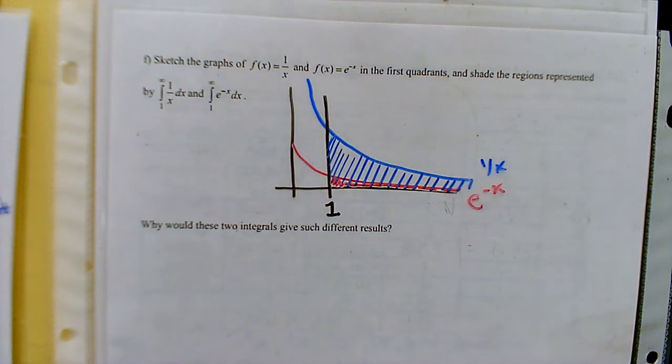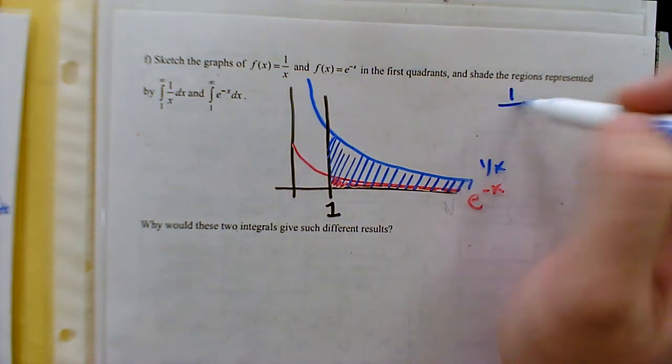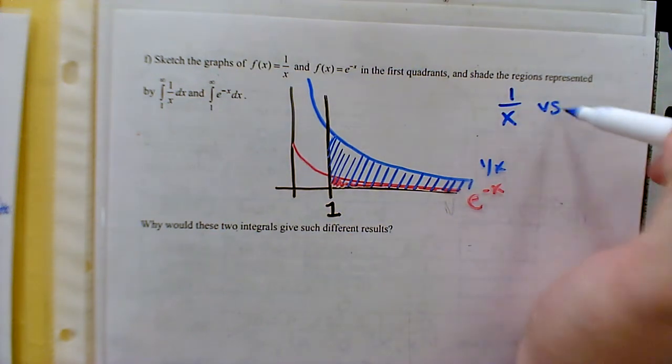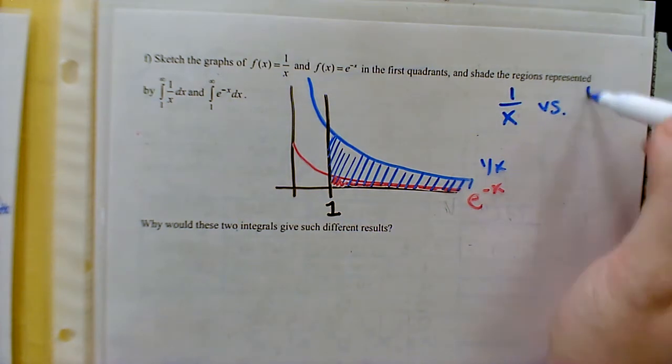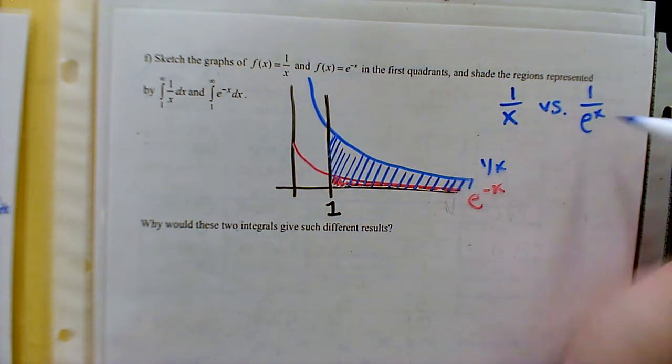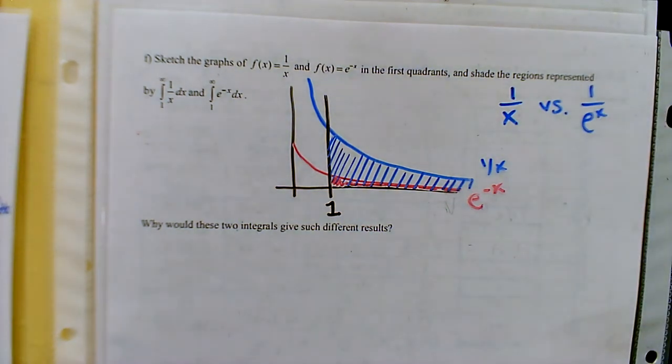They look similar, but can you think about it? Maybe think about growth rates. We have 1 over x versus a negative power. We can move that to the bottom, right? It would look like 1 over e to the x.